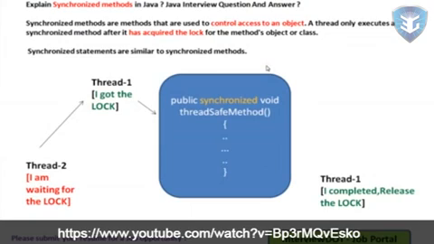So the first step is, if you want to synchronize a method, you should use the keyword synchronized. It's a modifier; you should use the synchronized modifier before the method. So I have a method: public synchronized void threadSafeMethod.